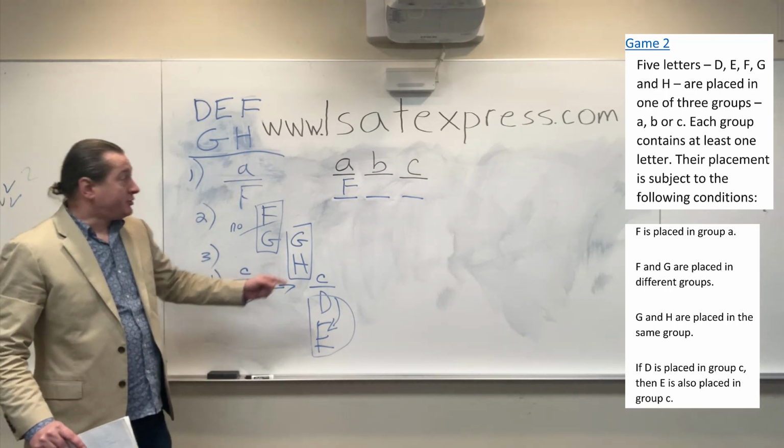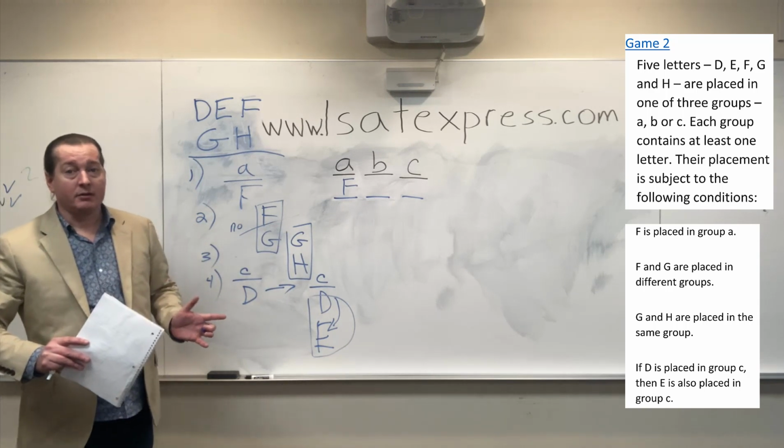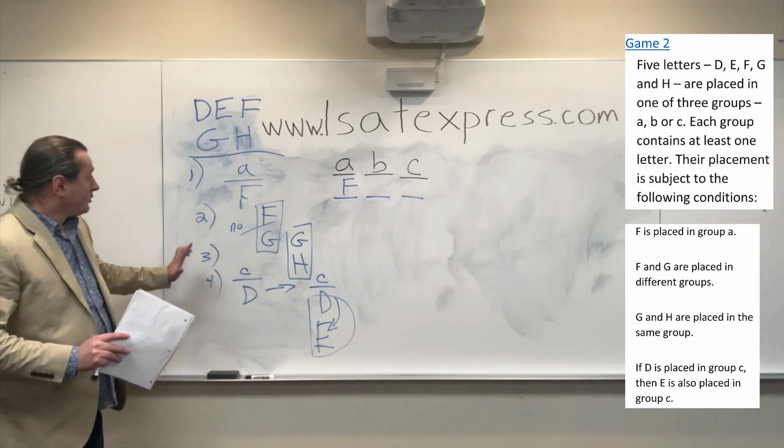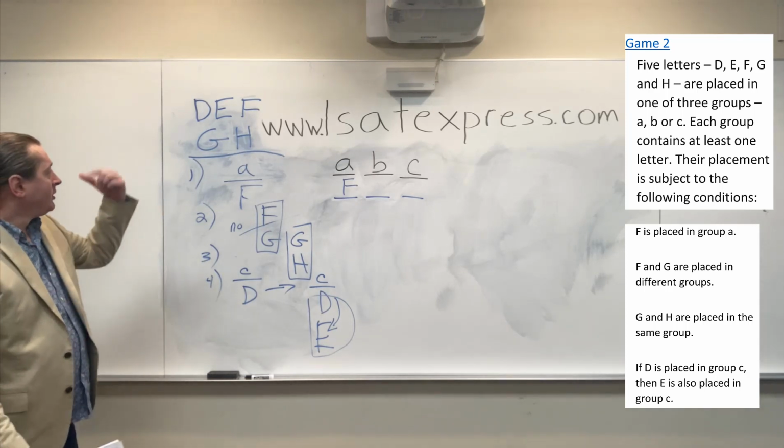Suppose David is not in group C. Suppose he's in A or B. Does his mother have to be with him? Doesn't say that. So those are your rules. We wrote out the rules. Step 2, combine the rules. How do we combine them?